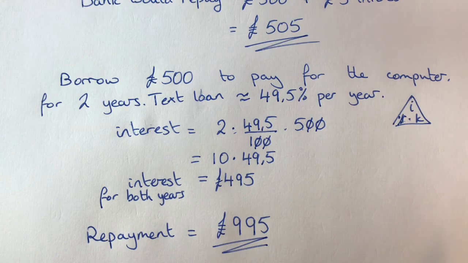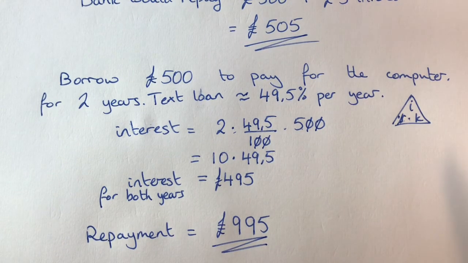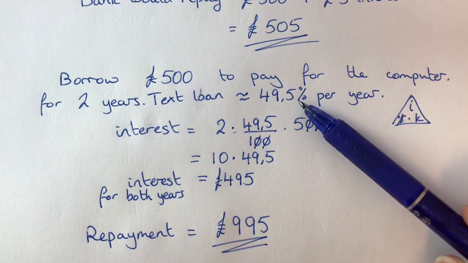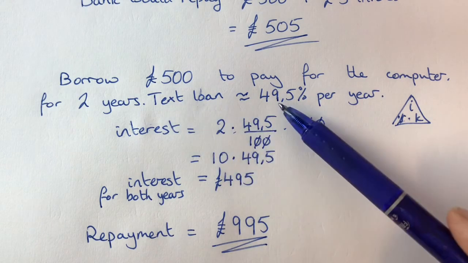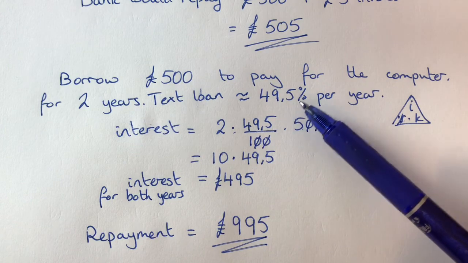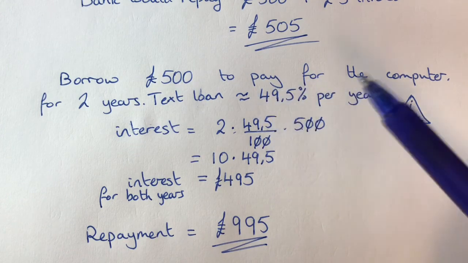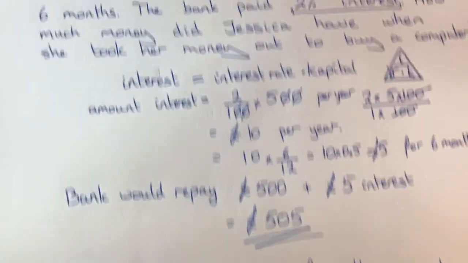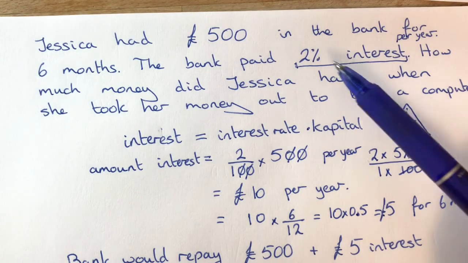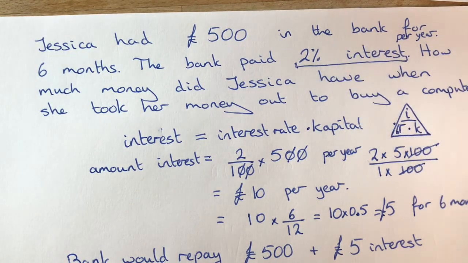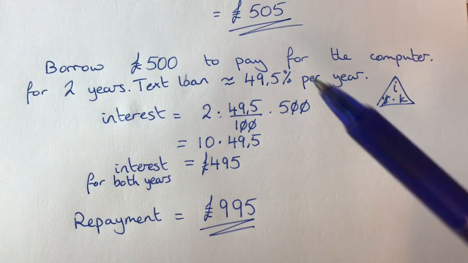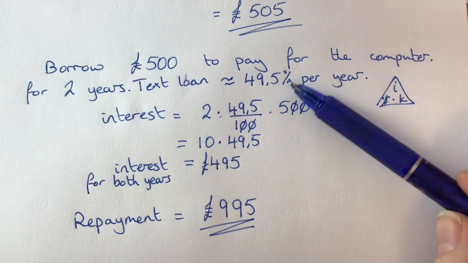So you can see there's an enormous difference here. When you're borrowing money, you're paying back often an enormously high interest rate, especially with text loans or credit card loans. You're paying very much percentage per year. But if you put your money into the bank, then you're often getting only like 2% interest. But when you're borrowing money, they want you to pay 30, 40, 50% interest.